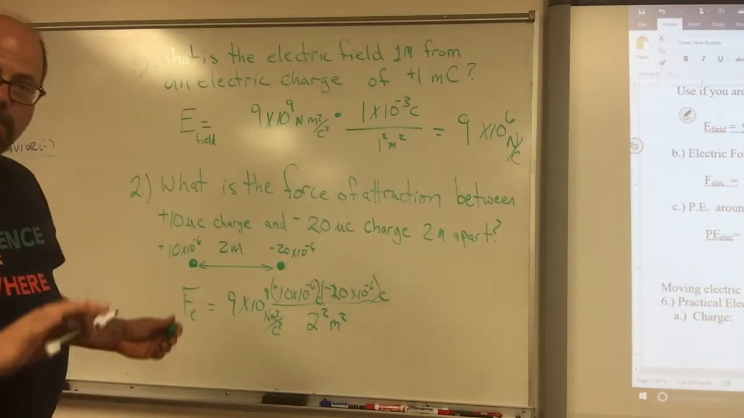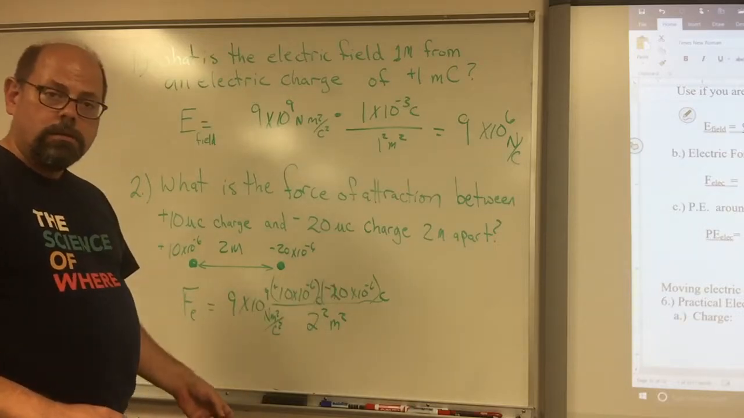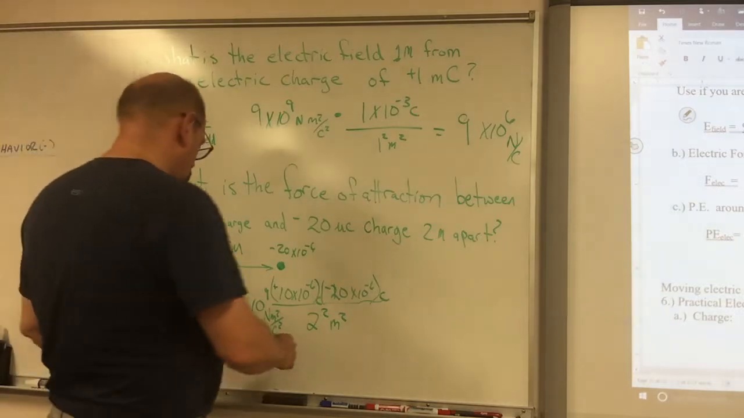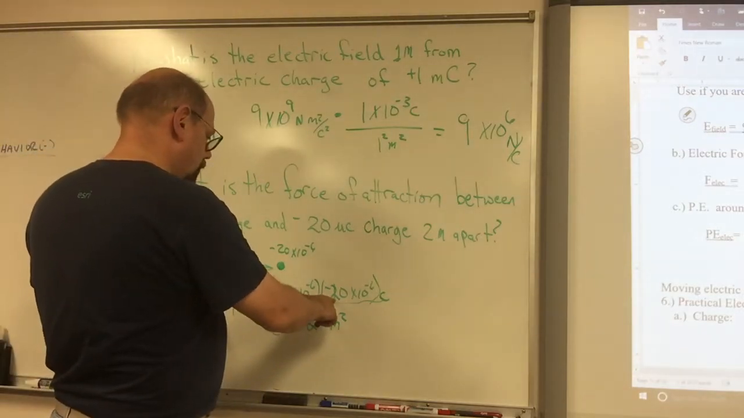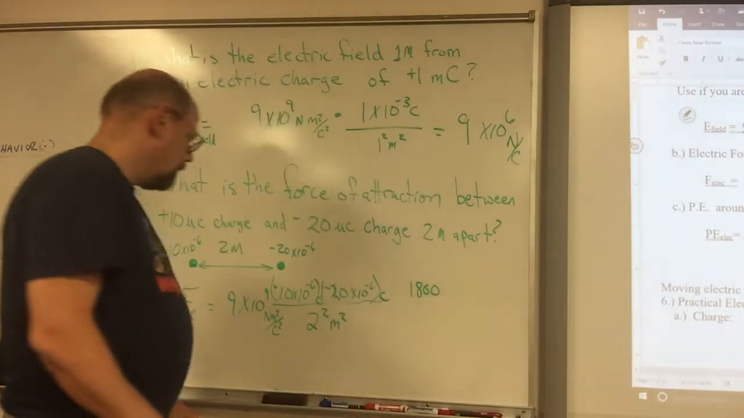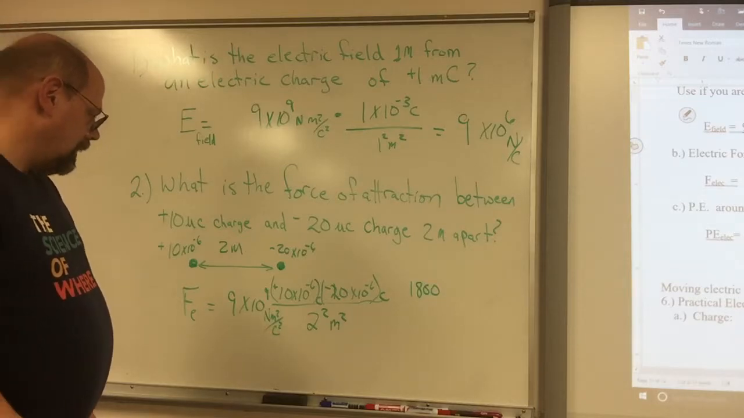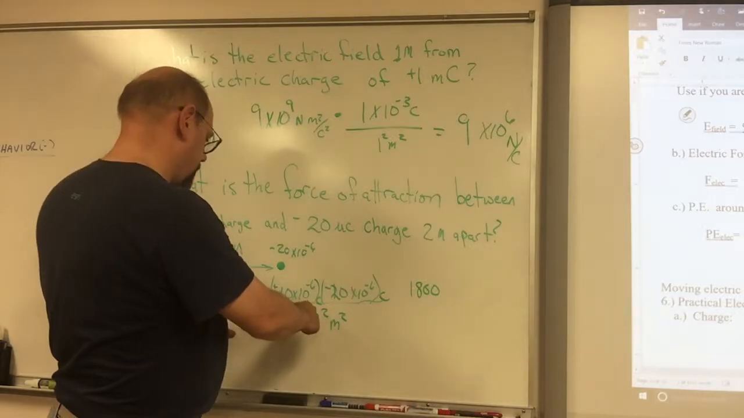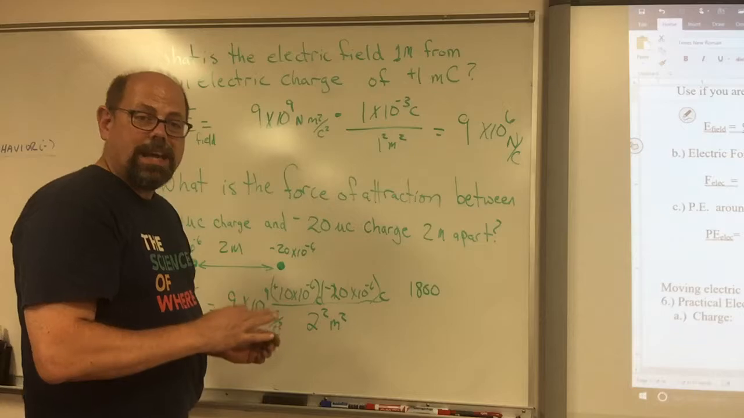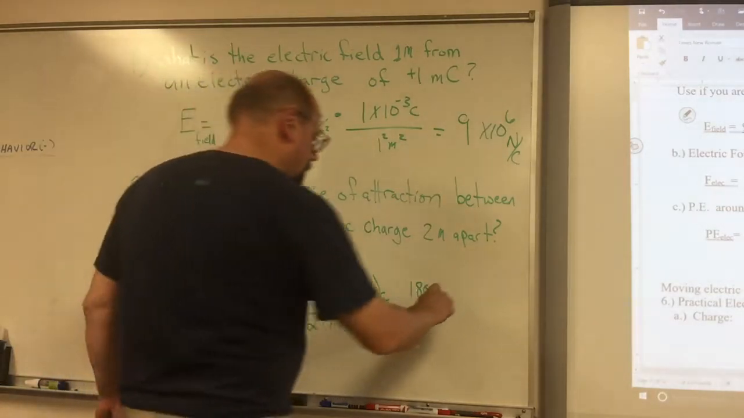So let's see what we get. Again, don't take those times 10 to this in the calculator. Just take 9 times 10 times 20. 9 times 10 is 90, times 2 is 180, plus another 0 is 1800, right? Now I've got to do the exponents. 10 to the 9th, 10 to the minus 6, and 10 to the minus 6. So it's 9 minus 6, which is plus 3, and 3 minus 6 is now 10 to the minus 3.